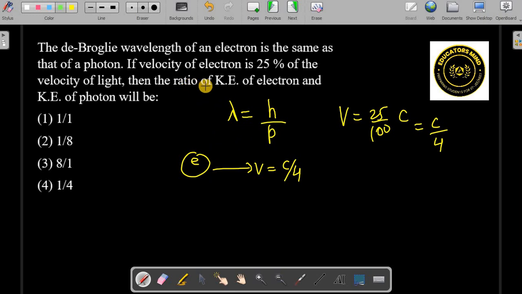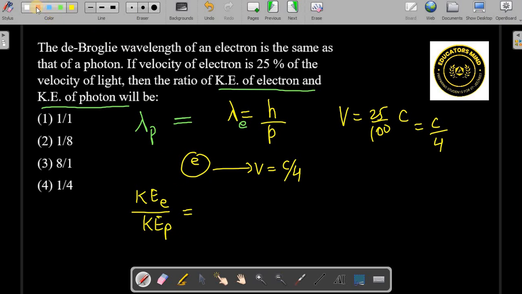Now what they are asking is the ratio of kinetic energy of the electron and kinetic energy of the photon. So lambda of this electron is the same as lambda of this photon. Both you can say that they are equal. Then how do we calculate the kinetic energy? We have to calculate kinetic energy of electron by kinetic energy of photon. So kinetic energy can be written as p square by 2m, isn't it? We can write it as p square in terms of momentum. Otherwise, half mv square we have to write, isn't it? So we can write this as p square by 2m.